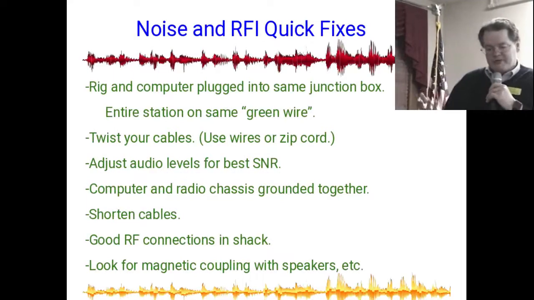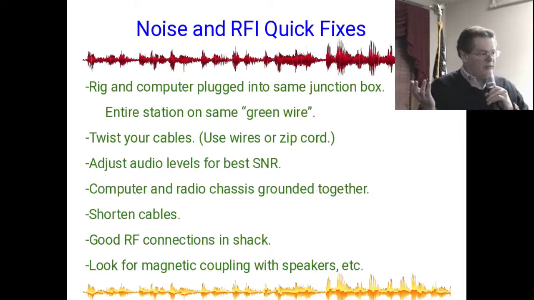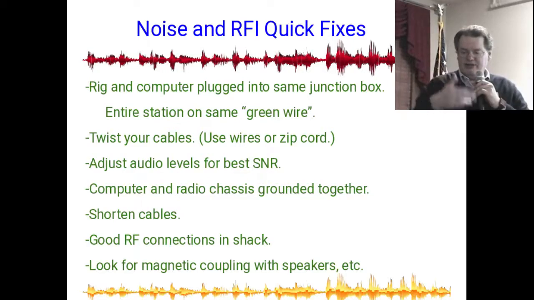So you can pick up some noise from the environment. The first quick fix is to take your cables and twist them. And that will cut out a lot of local RF noise. Make sure there's no speaker sitting nearby interacting with it magnetically. Make sure you've got good grounds. Make sure your connections are good. The obvious stuff. It's nothing very complicated.